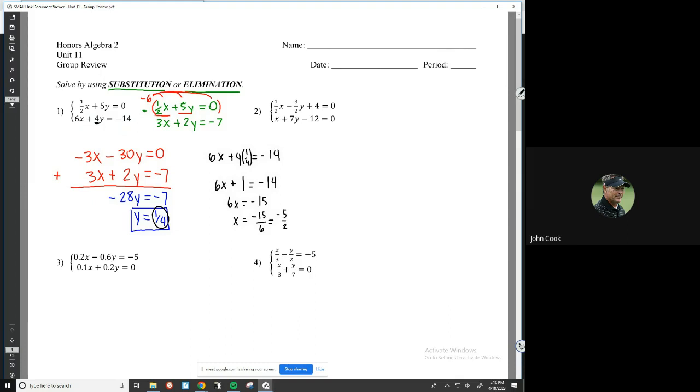So that gives me my solution, and you always want to write up your solution as an ordered pair. So right next to the beginning part, maybe I'd write it up as an ordered pair. The x value is negative 5 halves, and the y value is 1/4. And that should work either way for the first equation as well.